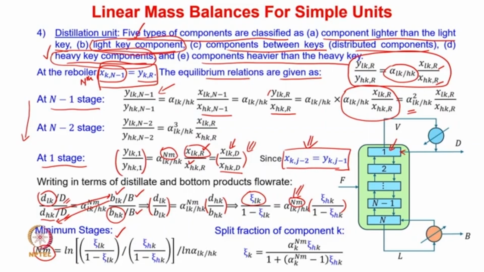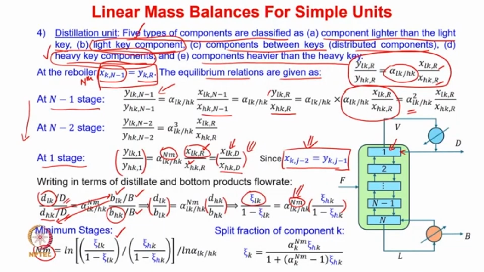So this Fenske equation is going to find out the minimum number of stages required in the distillation column when we are assuming the equilibrium relationship. Okay. So again, this particular equation which we have obtained here, we can further rearrange to calculate the split fraction of other components. Remember, in this case zeta Lk and zeta Hk are nothing but the split fraction of light key component and heavy key component.